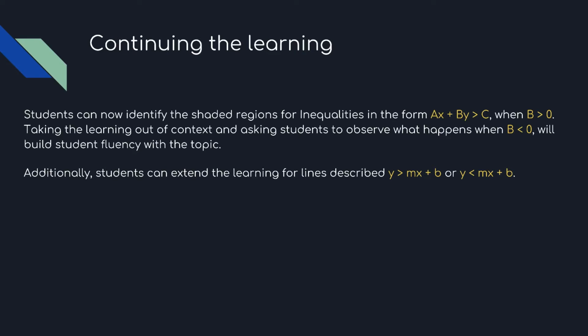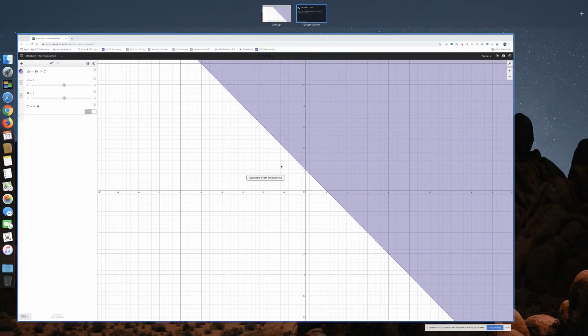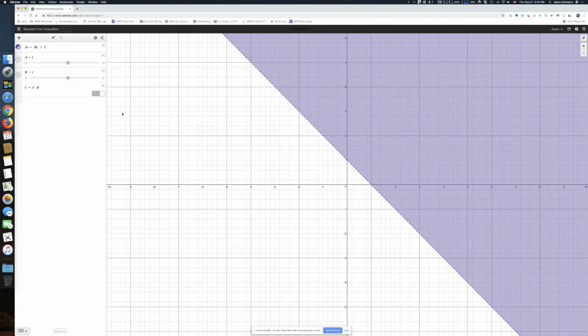We're going to move to a Desmos activity to explore standard form equations in the form ax plus by is greater than c. I've now switched to a Desmos presentation. I have an inequality ax plus by is greater than c. But I'm going to move the value of b around on this slider. This is going to change the inequality, and we want to make some key observations.